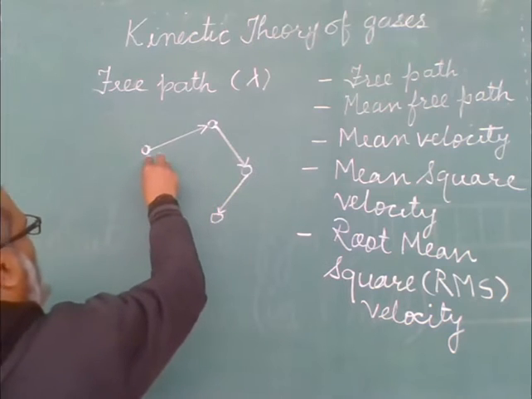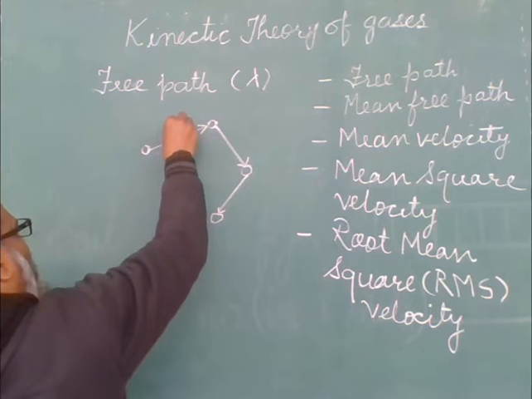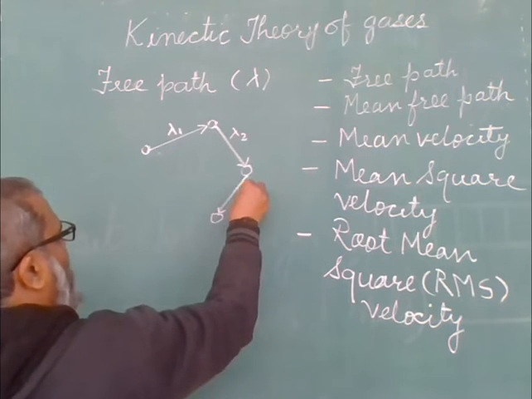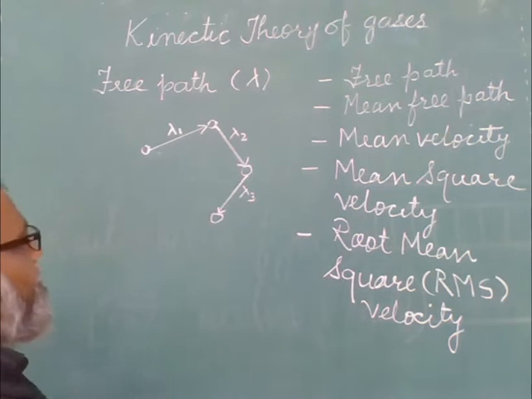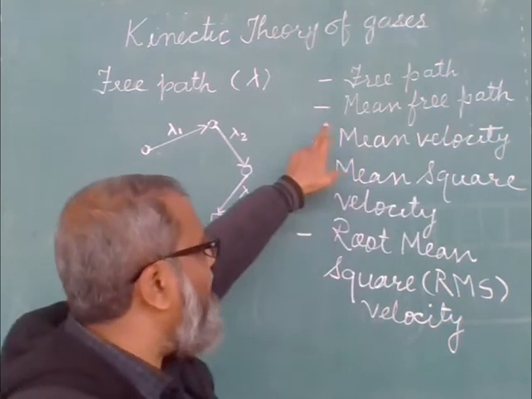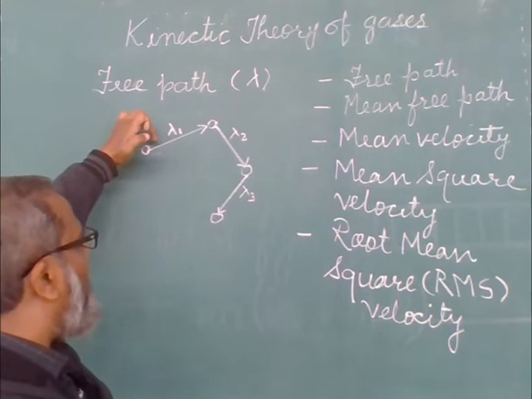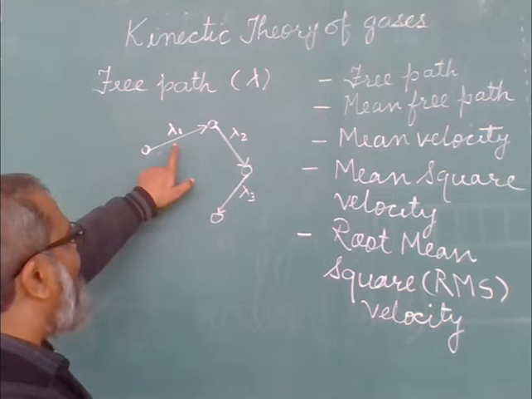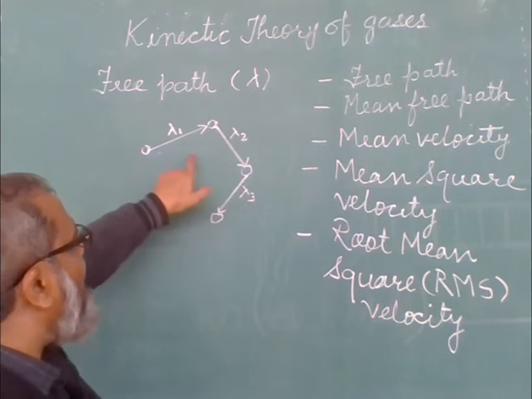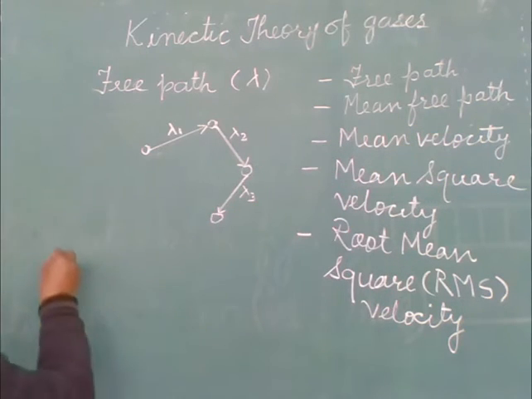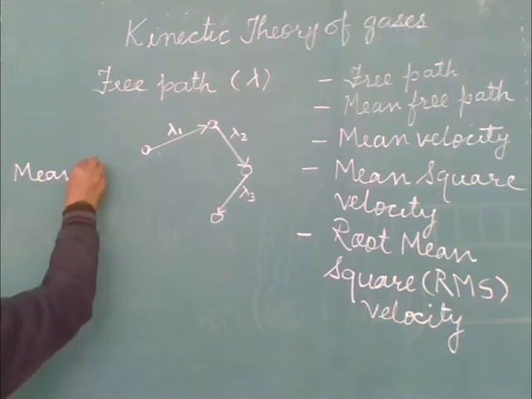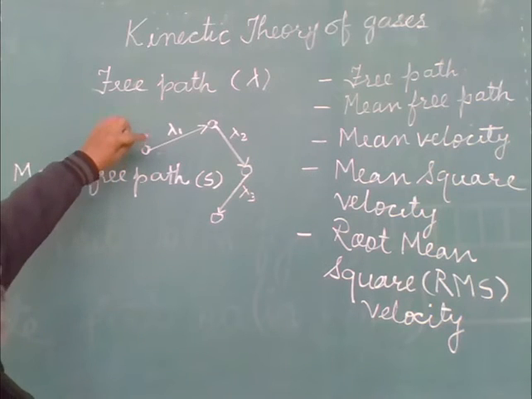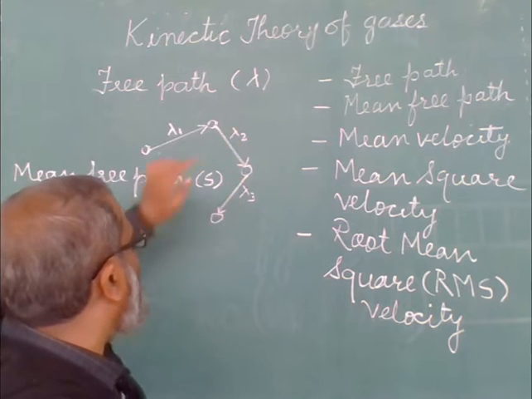For example, if this molecule has traveled distance lambda 1, the first free path, second time it has traveled lambda 2, third time it has traveled lambda 3. So, if we want to determine the mean free path, let's define what the mean free path is. It is the average distance covered by the molecule between two successive collisions. We will have to determine the average of these free paths, and that will give us the mean free path, represented by the letter S.